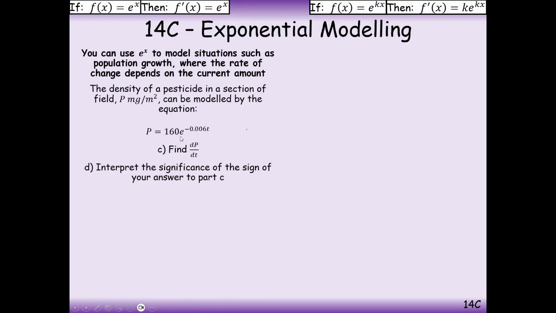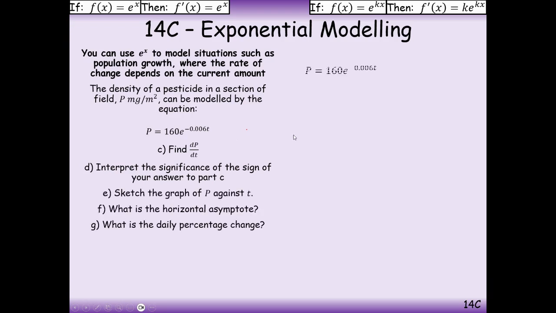So to differentiate, if you remember a couple of exercises I showed you, you bring the power of e down, multiplied by the coefficient at the front, but you don't change e to the power of minus 0.006t. You leave the power alone as it is. Alright, so those are the next few parts of the question. We're not concerned about them yet.